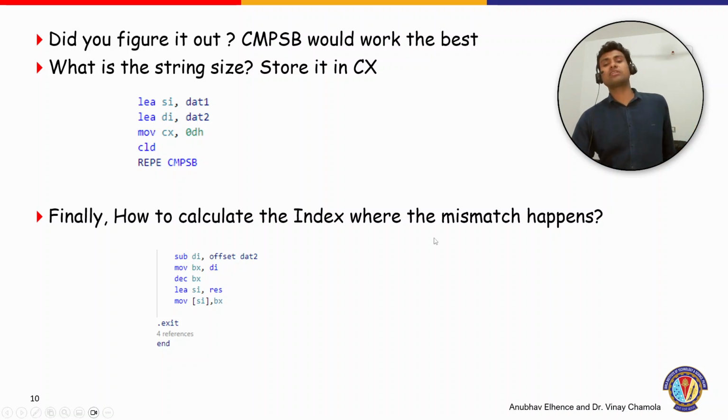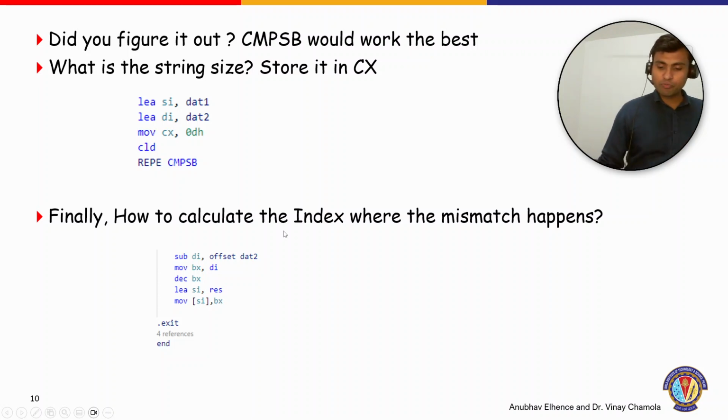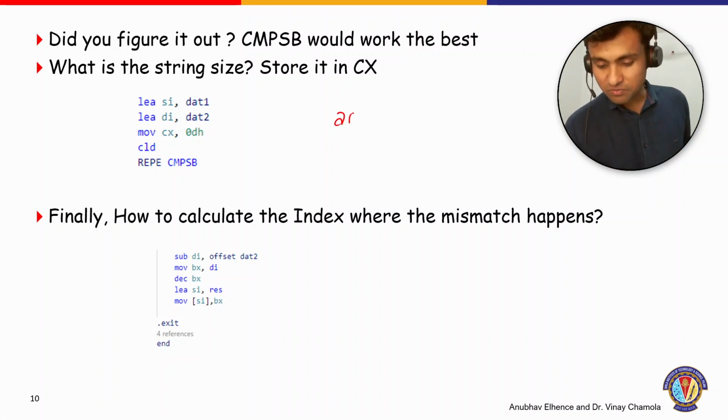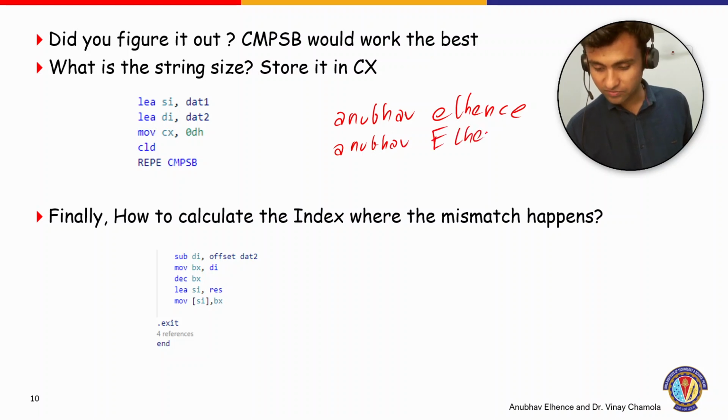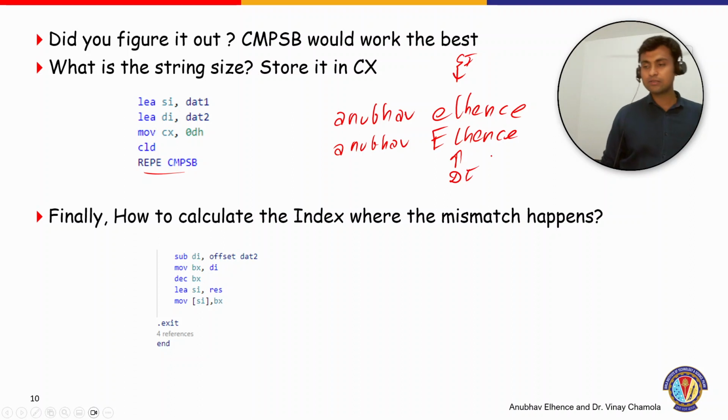So how to calculate the index where the mismatch has happened? My SI would be pointing at the time of mismatch. So if this is Anubhav, L hence, and here it is Anubhav, L hence with capital E. So SI at the point where this breaks, SI will be pointing here and DI will be pointing here.